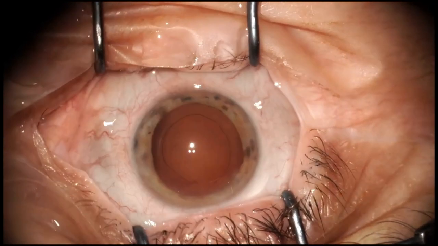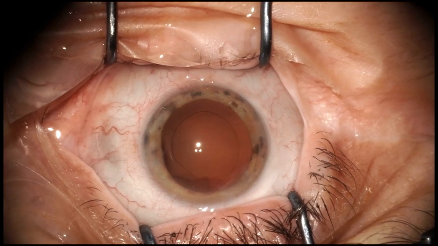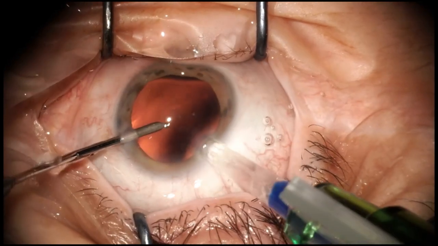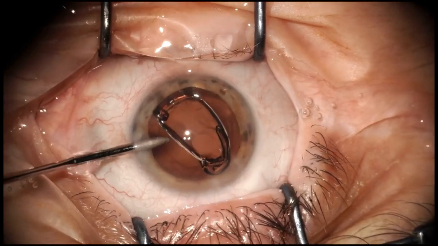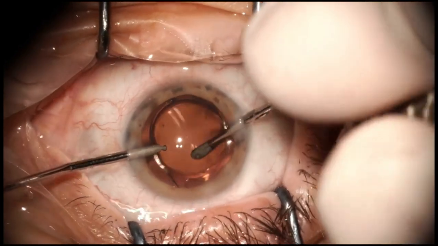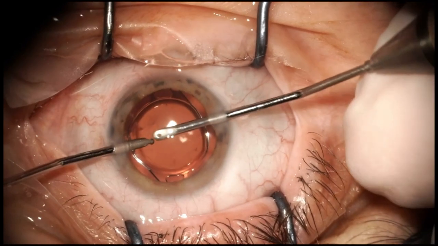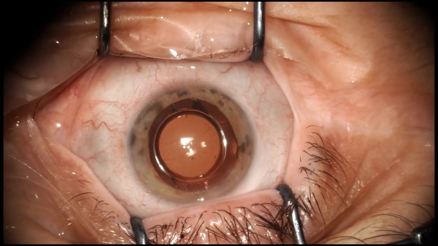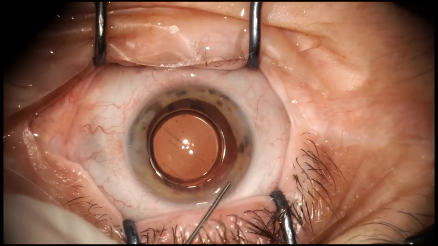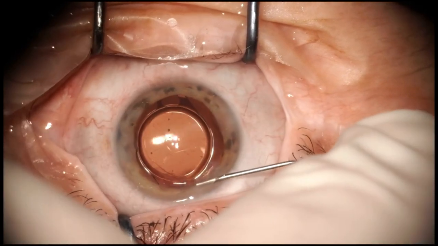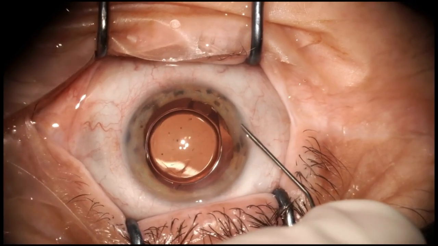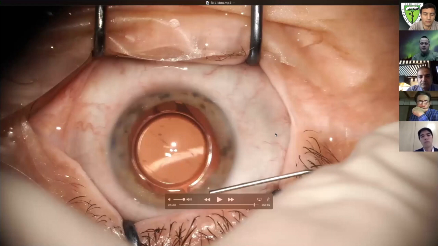This is the cortex coming out. And now the implantation. As Dr. Neto showed the technique, it's fairly simple. There is really less viscoelastic in the AC. And now, hydration of the wounds. So that's it, my first case, regular surgery.